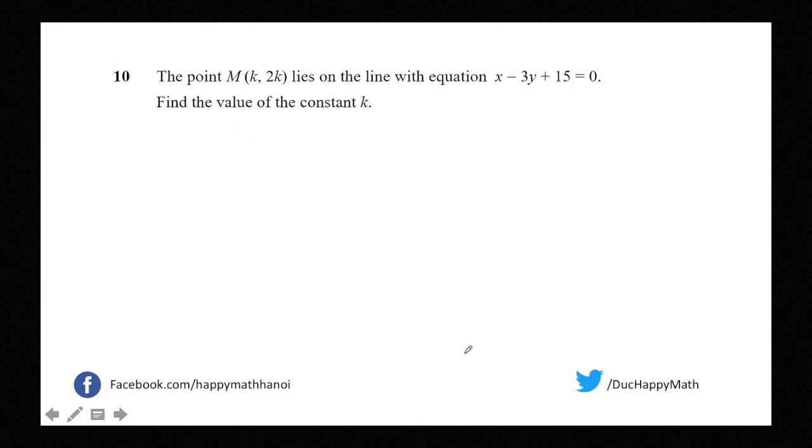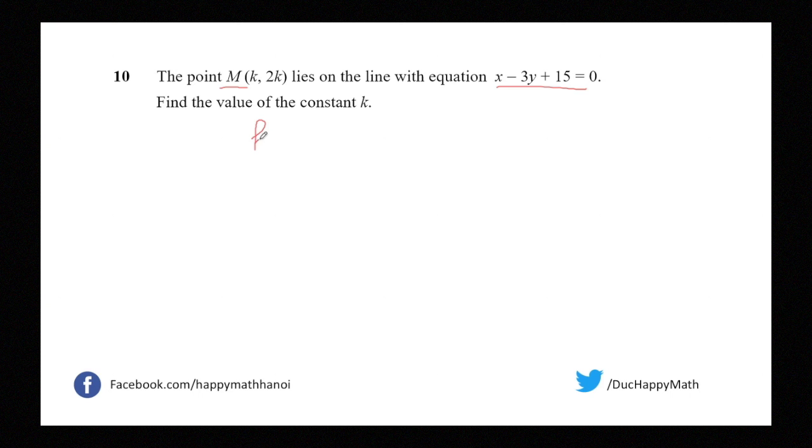We continue with question 10. The point M lies on the line with the given equation. Find the value of the constant K. In the same way as the previous exercise, the coordinates of the point M have to satisfy this equation. So we substitute the value of K into this equation.